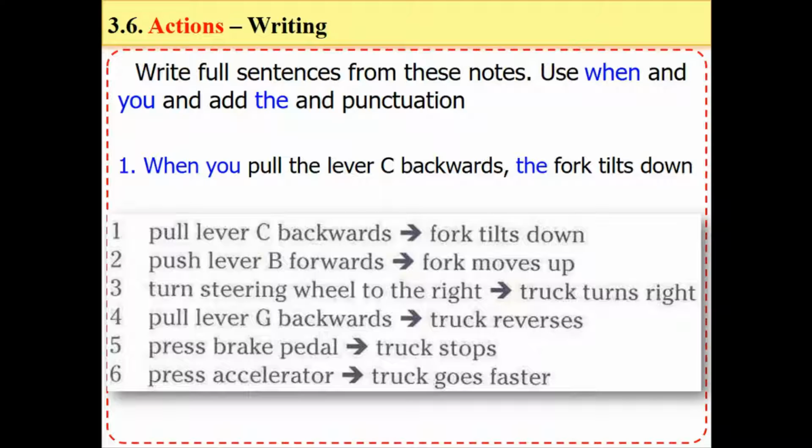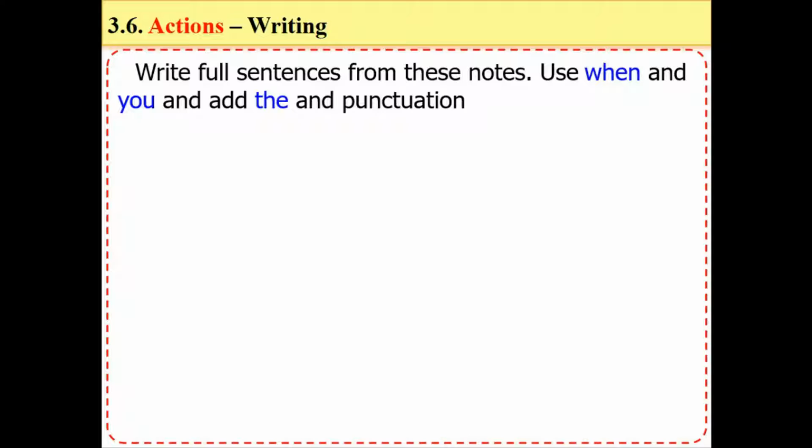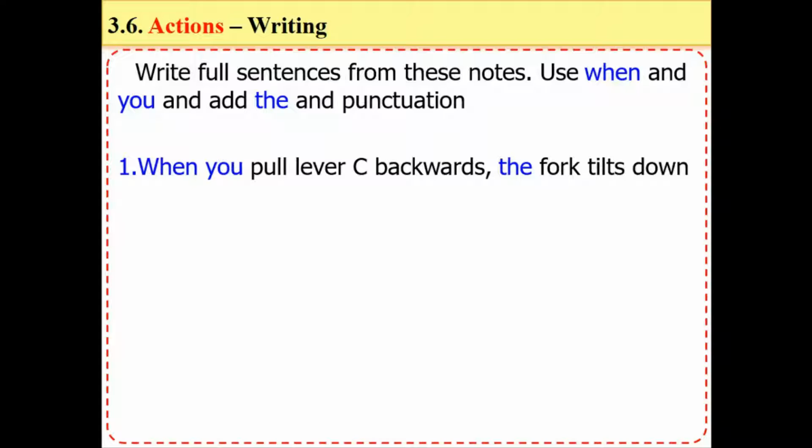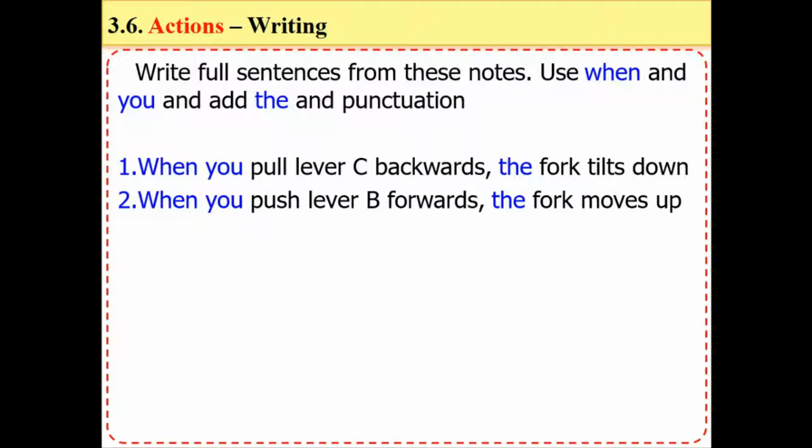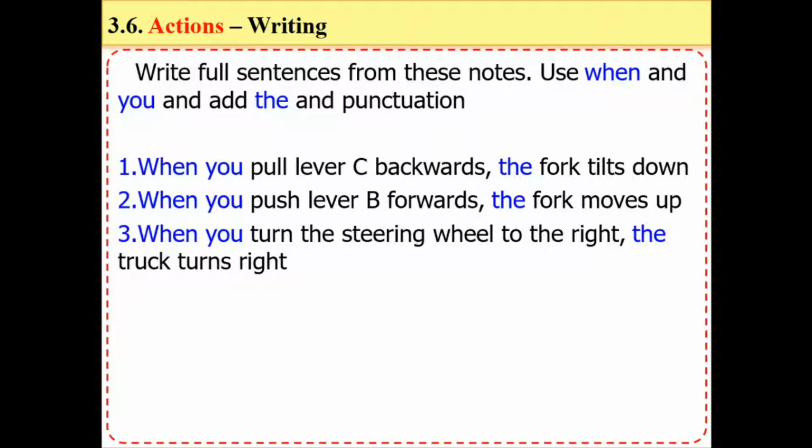The first: when you pull lever C backwards, the fork tilts down. And let's keep writing. Write full sentences from these notes. Use when and you, and add the, and punctuation. When you pull lever C backwards, the fork tilts down. When you push lever B forwards, the fork moves up. When you turn the steering wheel to the right, the truck turns right.